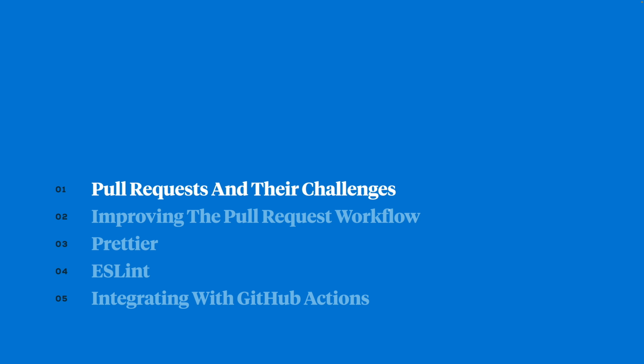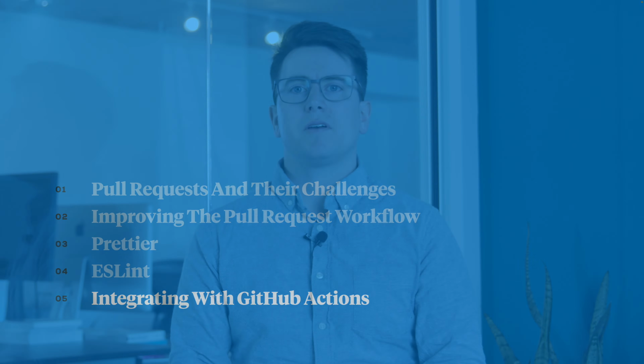We're going to walk through some common challenges associated with pull requests and how we can improve the pull request process, specifically utilizing two tools, Prettier and ESLint. We'll then discuss how we can integrate these tools with GitHub Actions so that their usage is enforced across our team. Let's start by talking about pull requests and some common challenges with them.